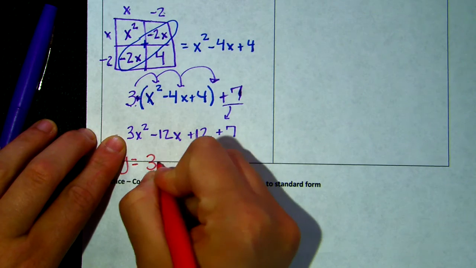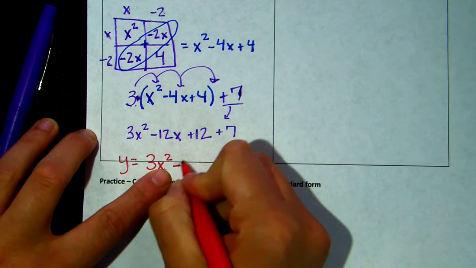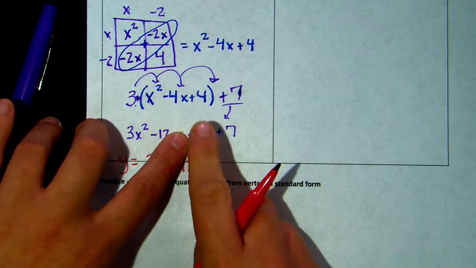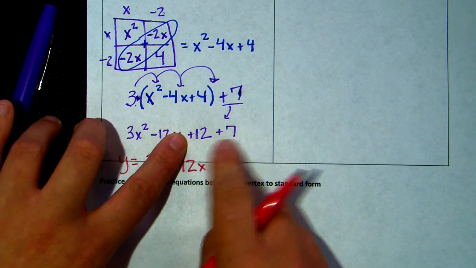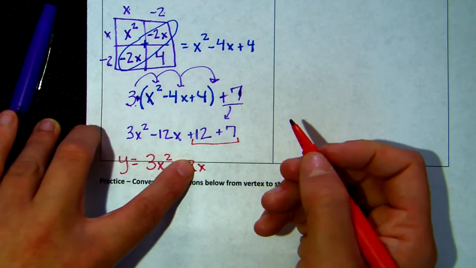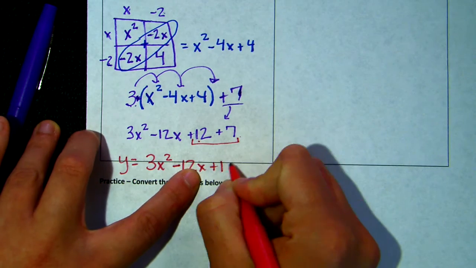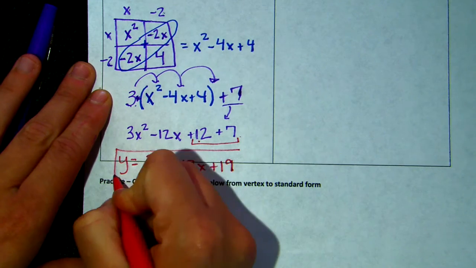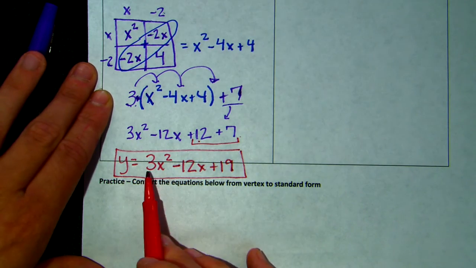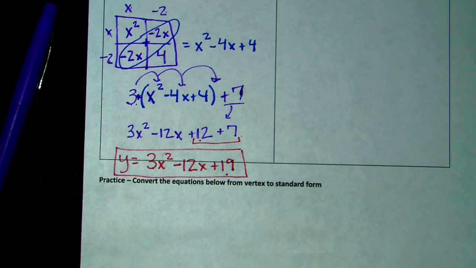3x squared can't combine with anything, so I'm left with 3x squared. Negative 12x can't combine with anything, so I'm left with negative 12x. And then finally, 12 and 7 can combine because these two are like terms. If I'm adding them on the same side of the equation, I just add them together. 12 plus 7 is going to give me 19. And that is my final equation in standard form. I know this because I have an a, b, and c value, and my highest exponent is 2.